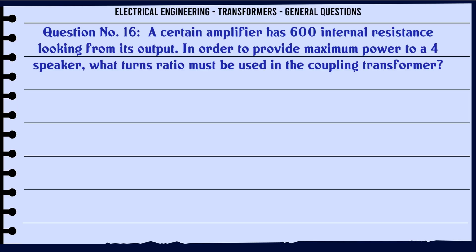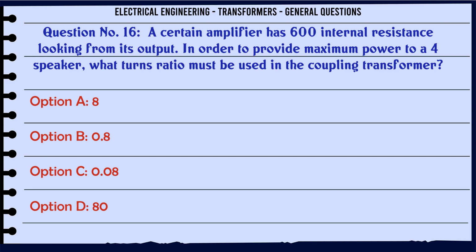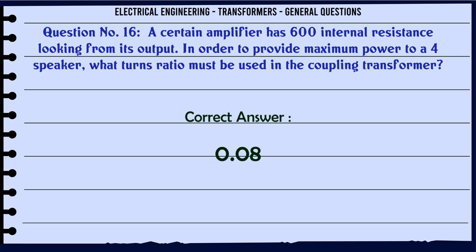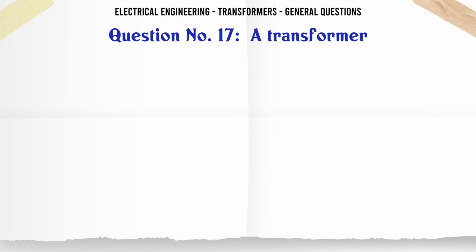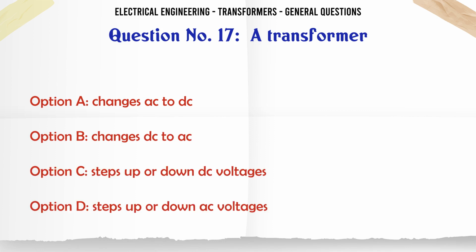A certain amplifier has 600 Ω internal resistance looking from its output. In order to provide maximum power to a 4 Ω speaker, what turns ratio must be used in the coupling transformer? A. 8, B. 0.8, C. 0.08, D. 80. The correct answer is 0.08.